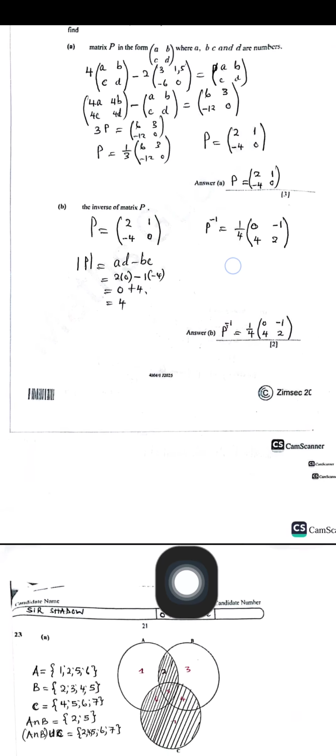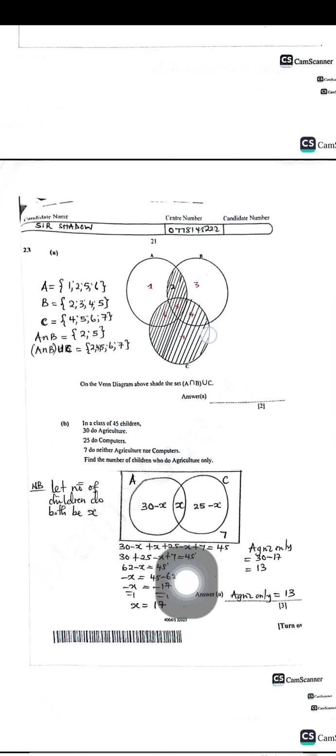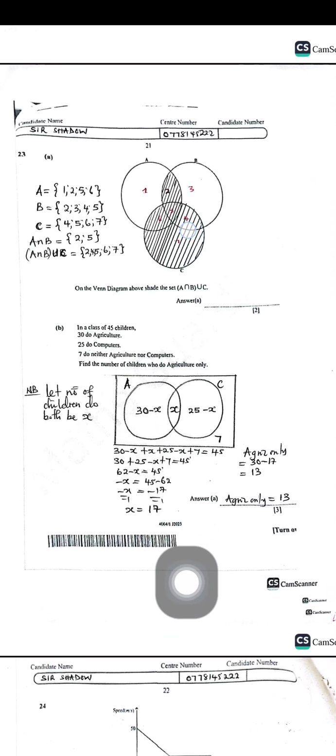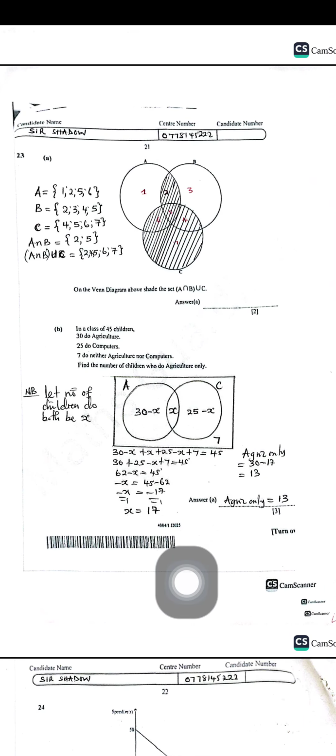All right, let's move on to another question. Last question but not least.